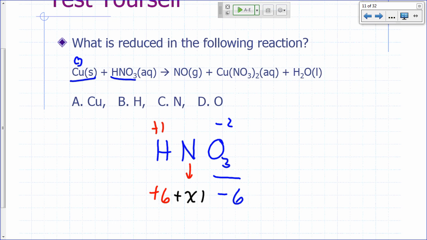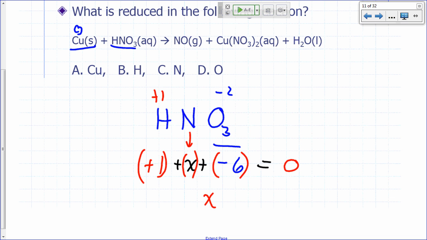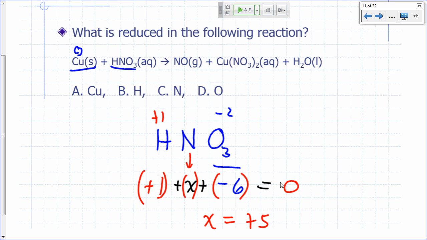Well, let's call that X. This whole thing should add up to what? It's +1 for the hydrogen, plus X for the nitrogen, plus -6 for the 3 oxygens. Together, they should add up to 0, right? So what's the oxidation number of nitrogen? +5. So the oxidation numbers here: hydrogen is +1, nitrogen is +5, oxygen is -2.